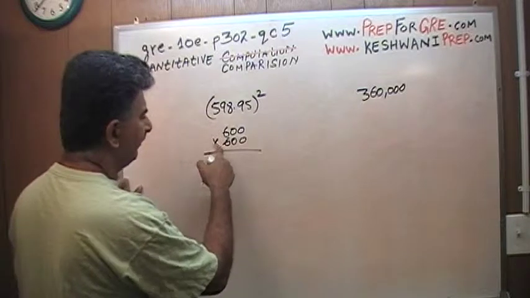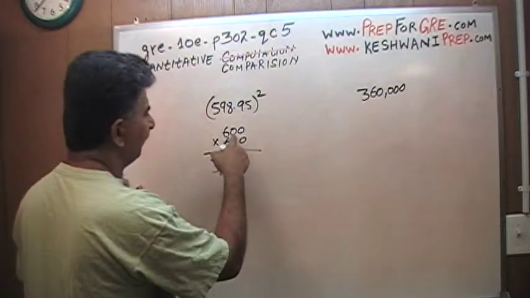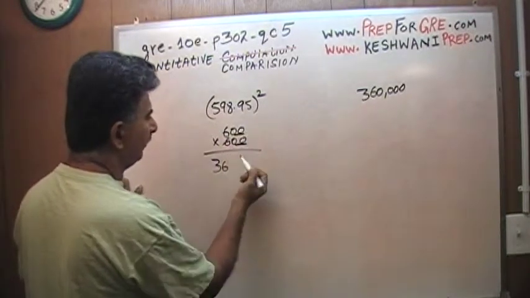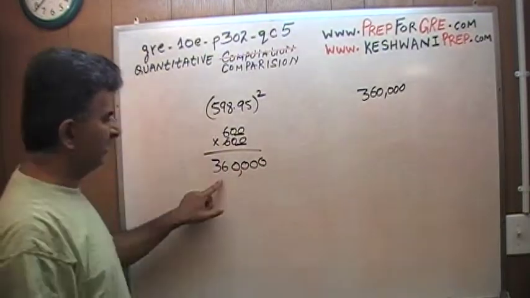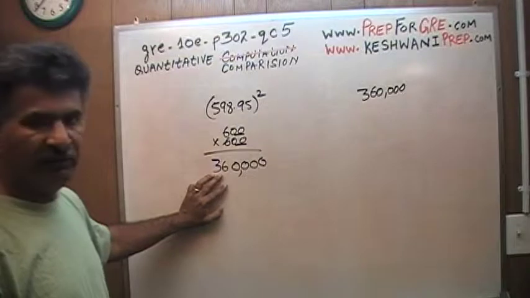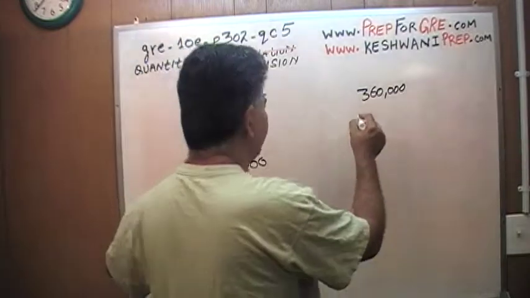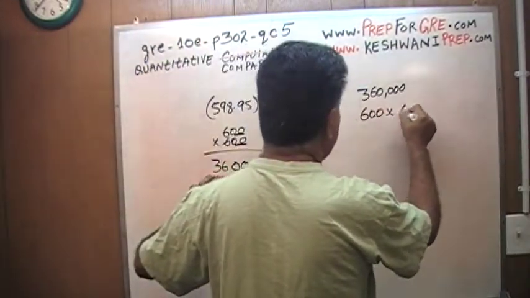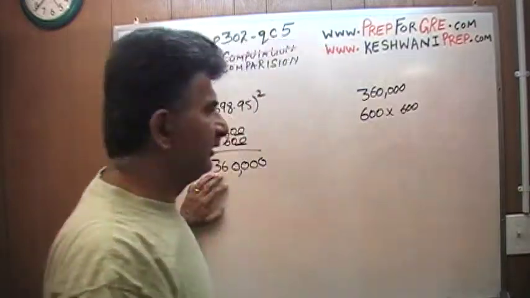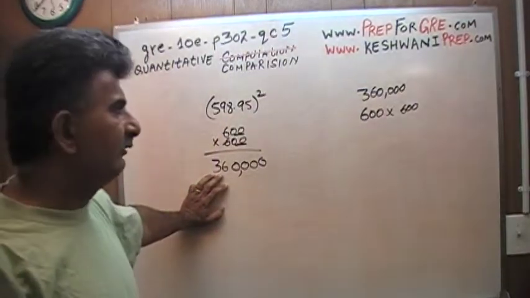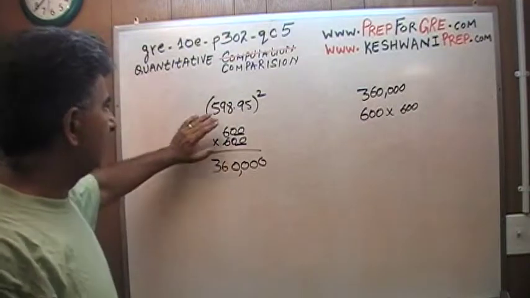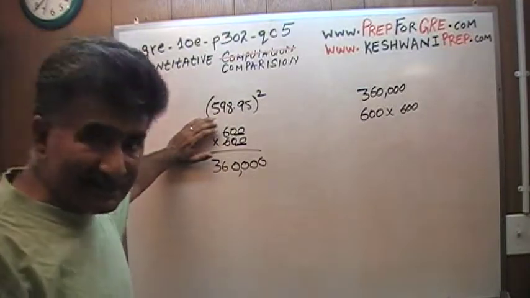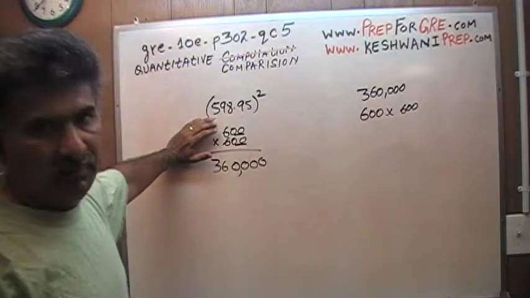Well, I know 6 times 6 is 36. And this one has 2 zeros. This one has 2 zeros. So I'm going to get 4 zeros. Well, 4 zeros gives me 360,000. So that's what this is. Apparently, we just found that 600 times 600 is 360,000. And here, since this is less than 600, whatever the hell it is, we are not interested in.